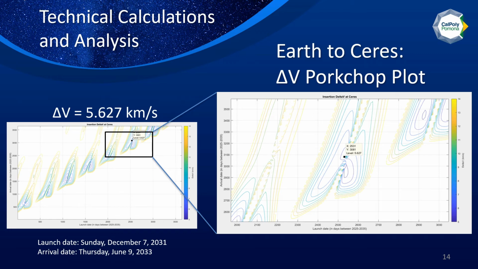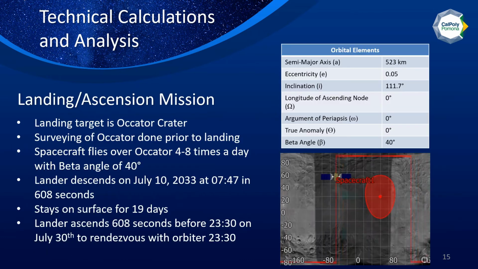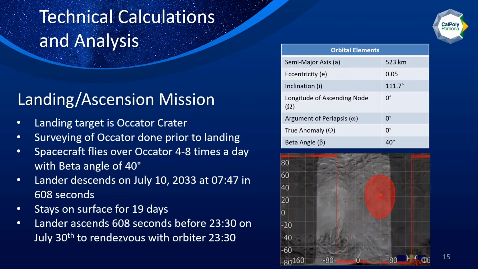We compared this with the previous plot and found the optimal C3 that matched up with the delta V we chose of 5.627 kilometers a second. This point on the graph that we chose also gave us our launch date from Earth, December 7, 2031, and our arrival date at Ceres, June 9, 2033. The target landing zone for this mission is the Orbital crater.